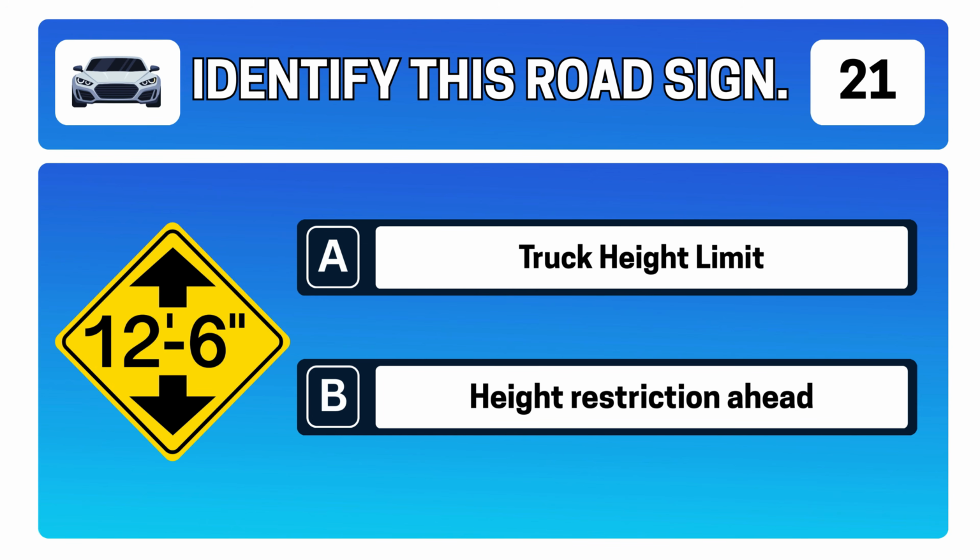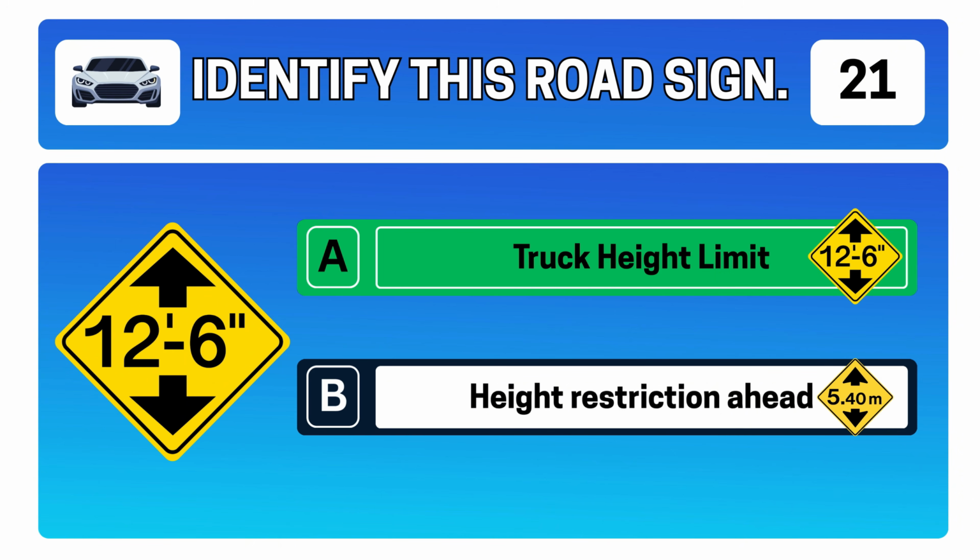Guess this sign. A. Truck height limit. B. Height restriction ahead. Perfect. It is the truck height limit sign.